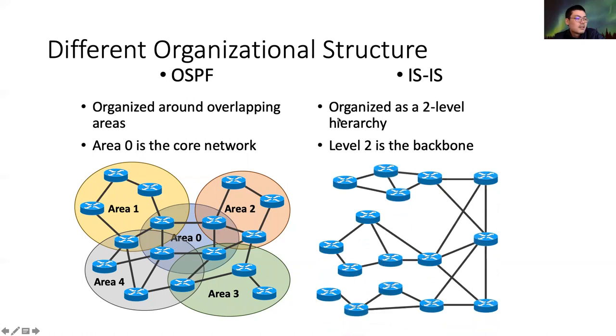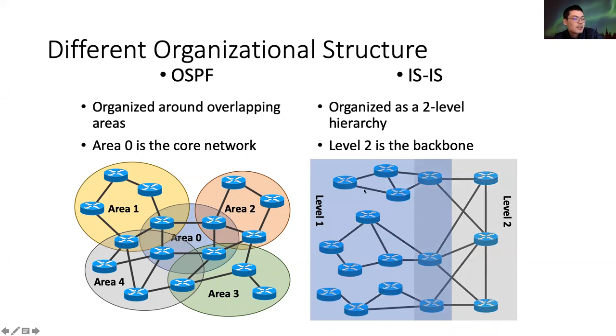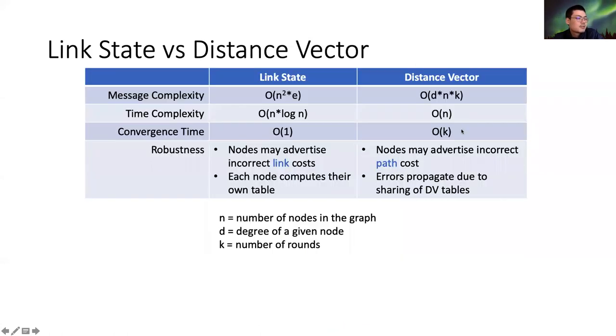ISIS is organized at two levels. Level two is the backbone, and this is level one. It's kind of similar, but there are some additional differences. Level one is more local and level two is more global, fully connected. Between them is called level one-two. These are different concepts that you should be aware of.